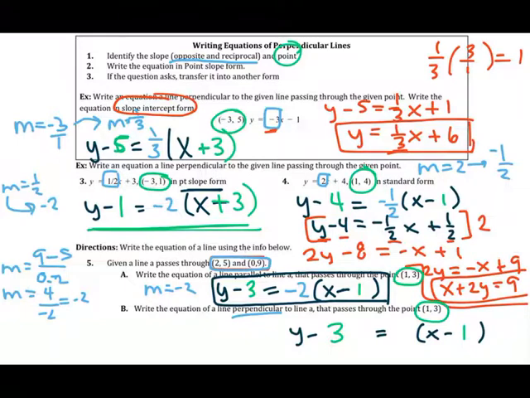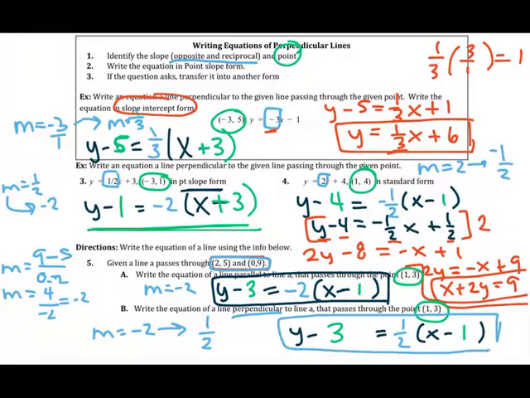I don't want the slope to be -2 anymore. I want to change the sign, which makes it positive, and I want to take the reciprocal, which makes it 1/2. So my new equation is going to be y minus 3 equals +1/2 times the quantity x minus 1. So parallel lines, identify the slope from the line or the 2 points that they give you, keep the same slope, and use the point they give you to write the equation.